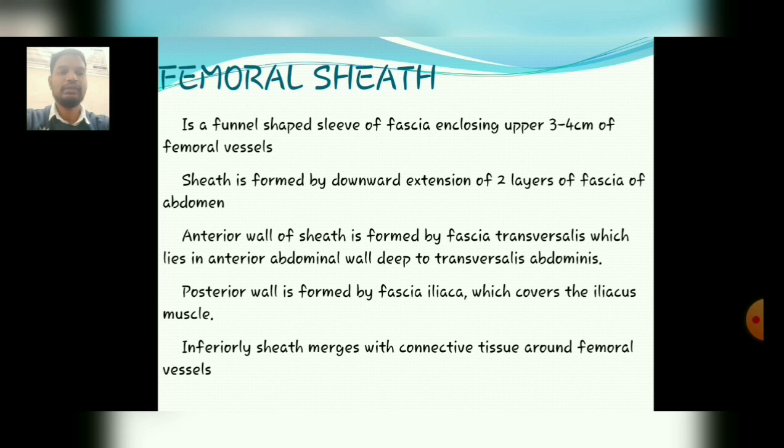The sheath is formed by the downward extension of two layers of fascia of the abdomen. The anterior wall of the sheath is formed by the fascia transversalis, which lies in the anterior abdominal wall deep to the transversus abdominis, and the posterior wall is formed by the fascia iliaca, which covers the iliacus muscle. Inferiorly, the sheath merges with the connective tissue around the femoral vessels.